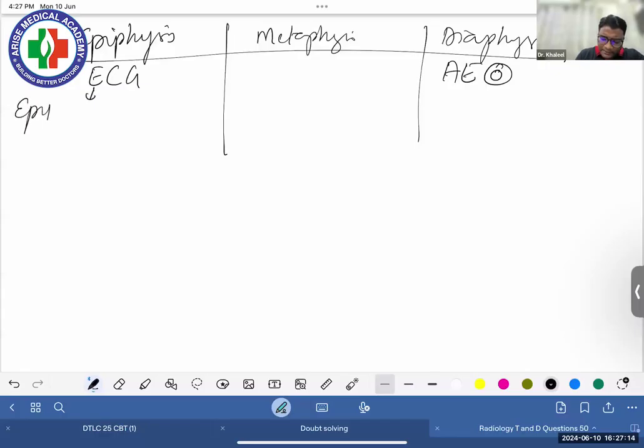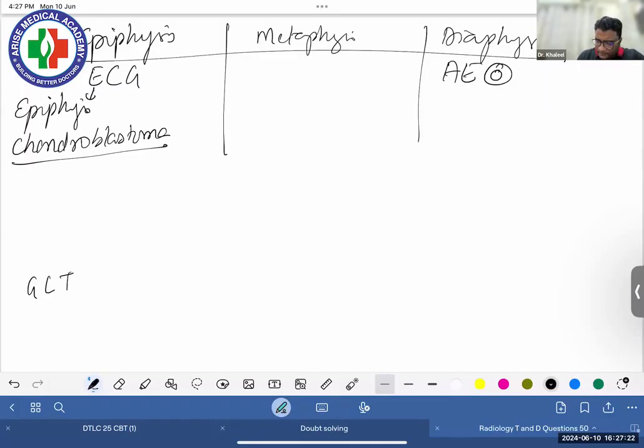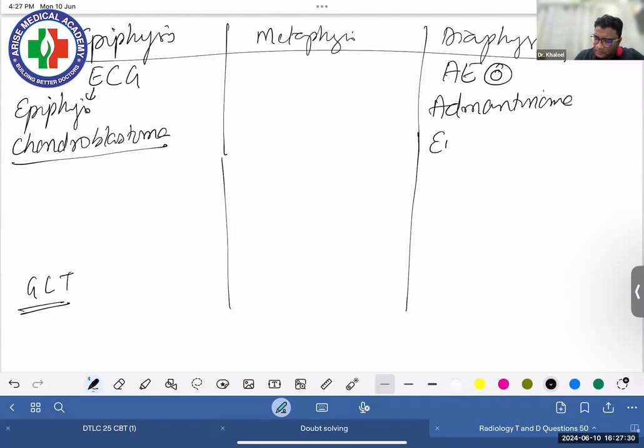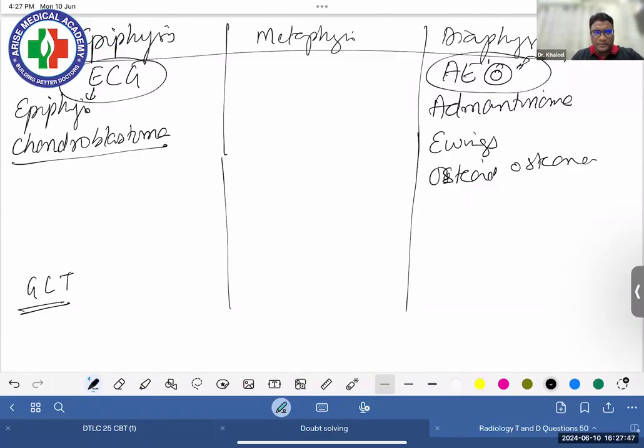ECG means epiphysis: chondroblastoma and giant cell tumor. AEO is adamantinoma, Ewing sarcoma, and OO, I wrote pointedly so that you remember, osteoid osteoma. Right? So these five things you remember first carefully. Anything else you write metaphysis. First remember these five easily. ECG, AEO. So ECG is chondroblastoma and GCT, whose other name is osteoclastoma. So only two names, don't get confused.